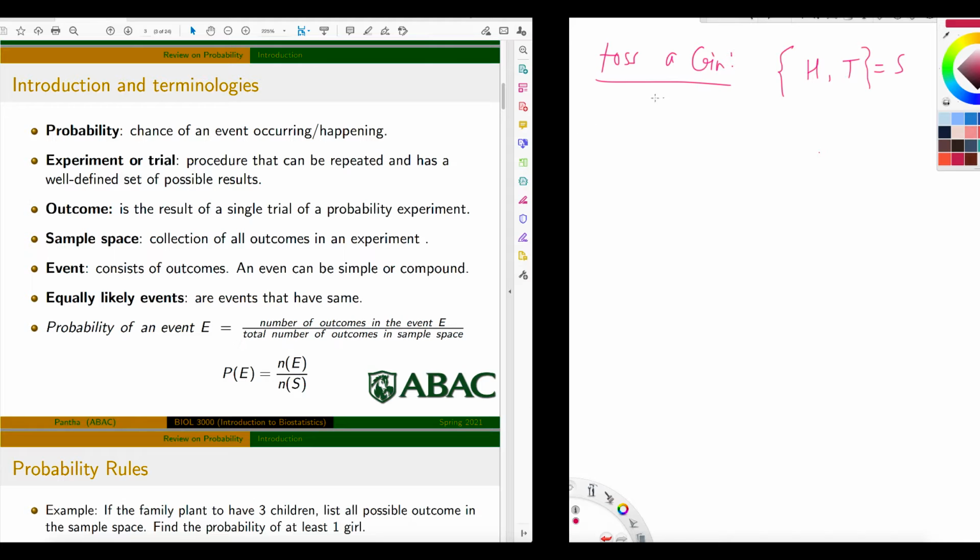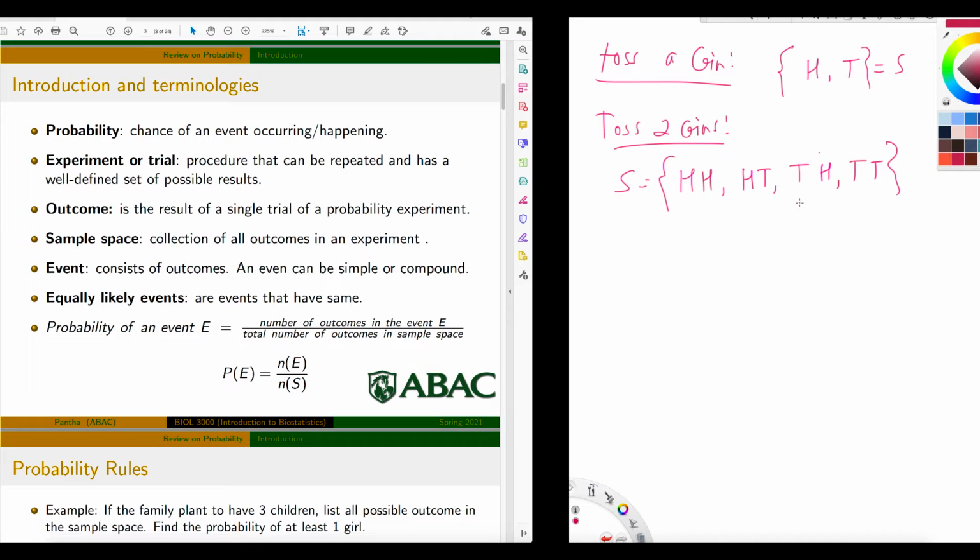If you toss two coins together, what is the sample space? The sample space will be: both coins head, or first coin head and second coin tail, first coin tail and second head, and then both tail. This is the sample space when two coins are tossed together, right? So here there are four outcomes. This is one outcome, this is another outcome, and another outcome. So there are four outcomes here.